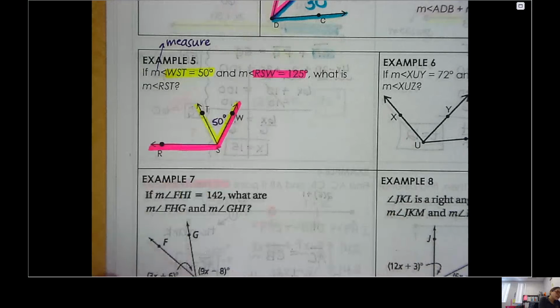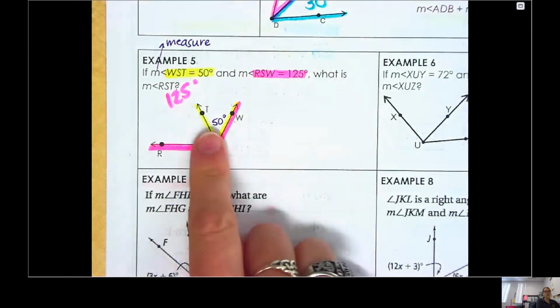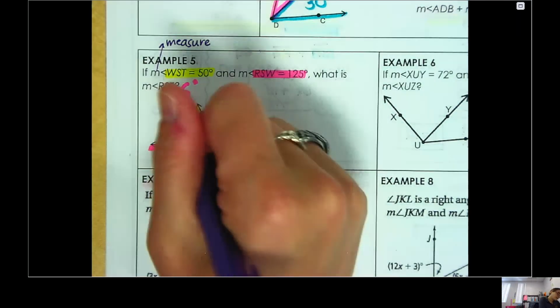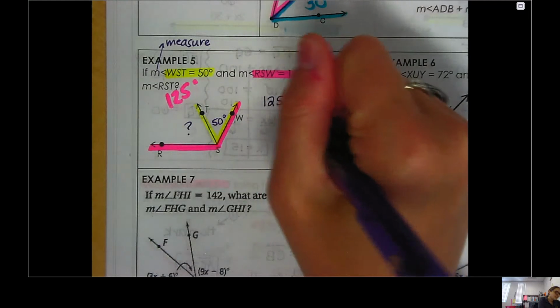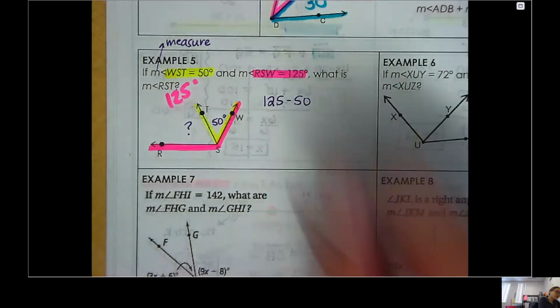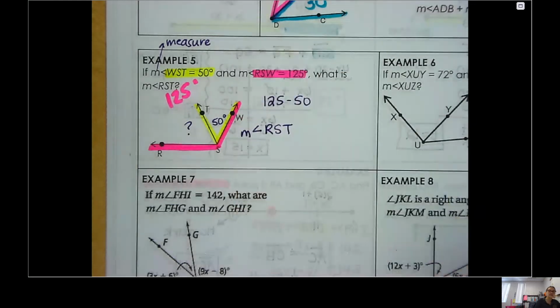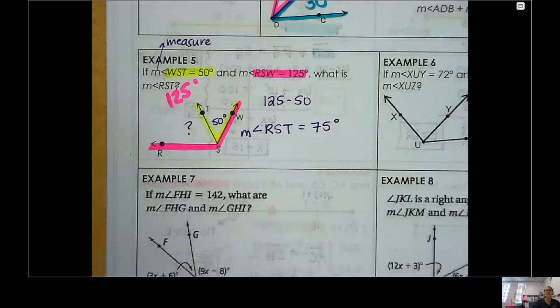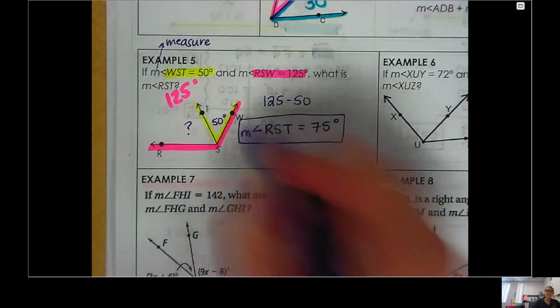So if the whole angle is 125 degrees, and I know this angle is 50 degrees, what does this angle right here have to be? How'd you get that? 125 minus 50. Exactly. So the measure of angle RST is 75, and it's degrees, because when we talk about an angle, we talk about degrees. There's your final answer.